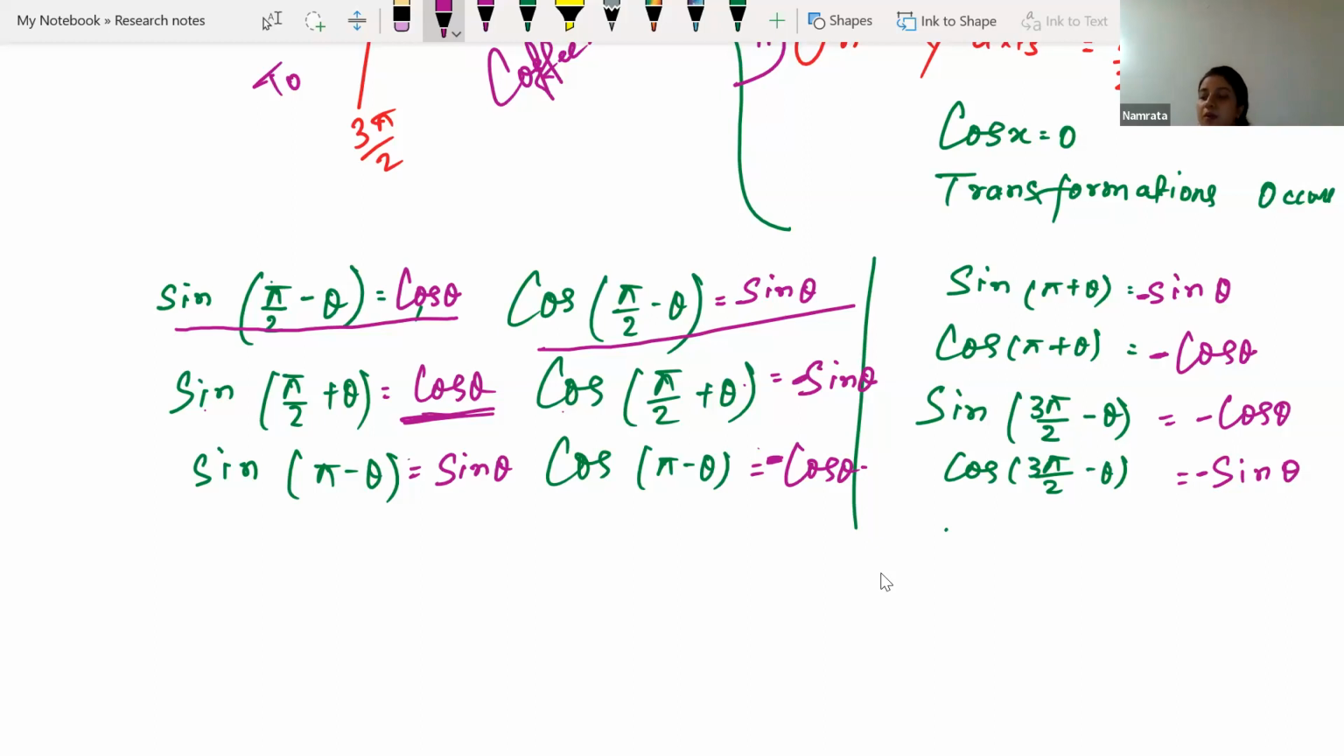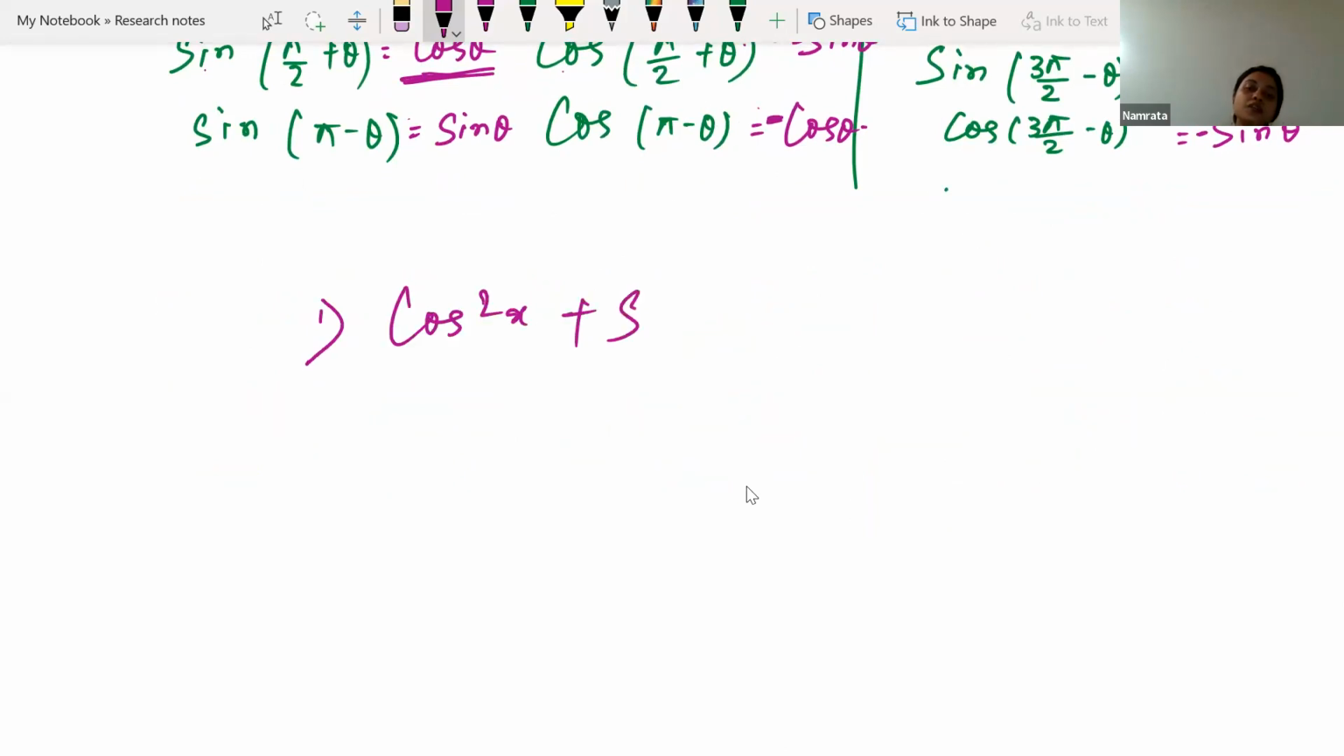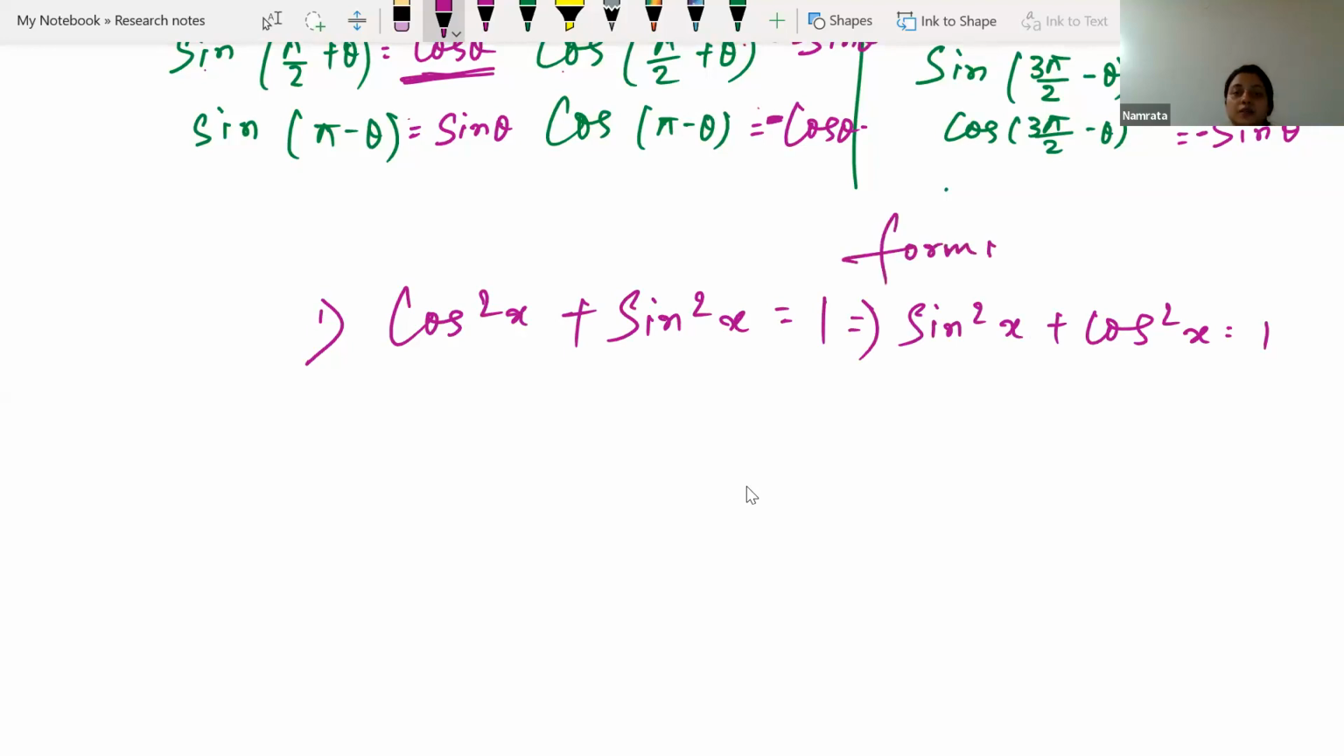Today we are not going to discuss the graph of sine and the graph of cosine; that we will cover in the next class. Today we are going to discuss a few questions related to the concepts we have discussed. From the trigonometric ratios, one identity came: cos square x plus sine square x, or sine square x plus cos square x, is equal to 1. In your book and everywhere, it will be sine square x plus cos square x. That is one. This is one of the identities which came from the above one. Now from here, two more identities came.